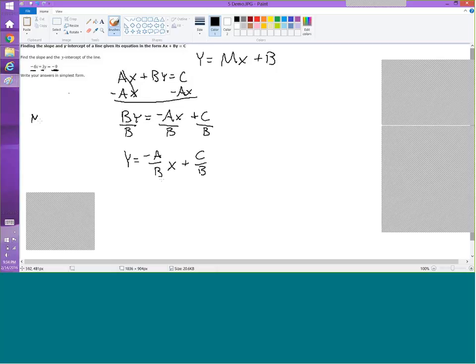So I can say then that m is going to be equal to -a, and a is -6, so +6. B is a +3. And 6 over 3 is just going to be 2. And then my y-intercept is going to be c over b. So I'm going to take this -9, which is my c, and divide that by b, which is 3, and get left with a -3.